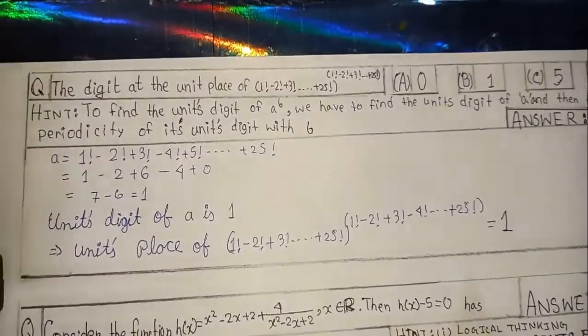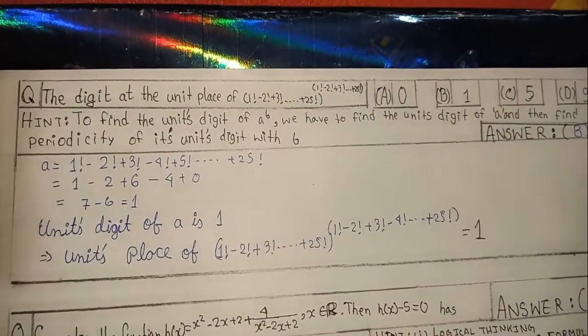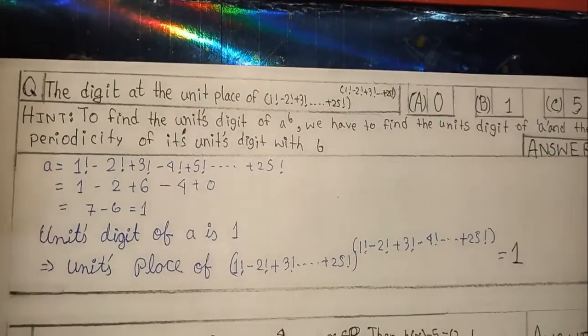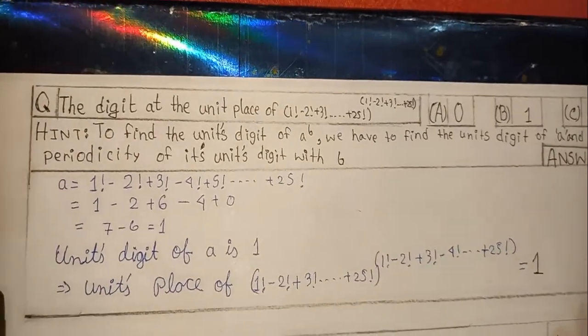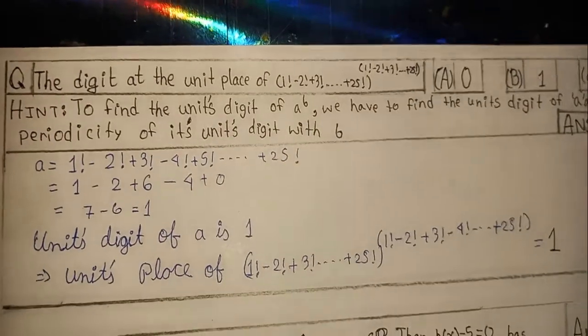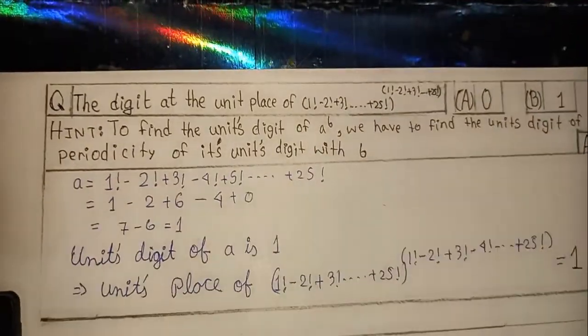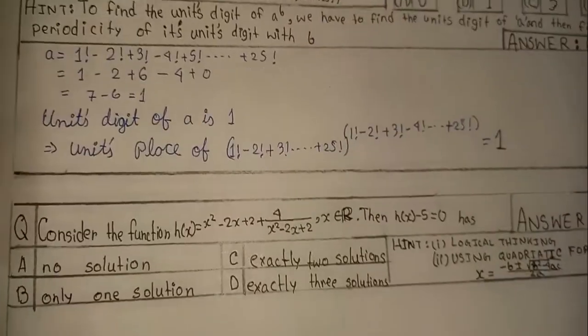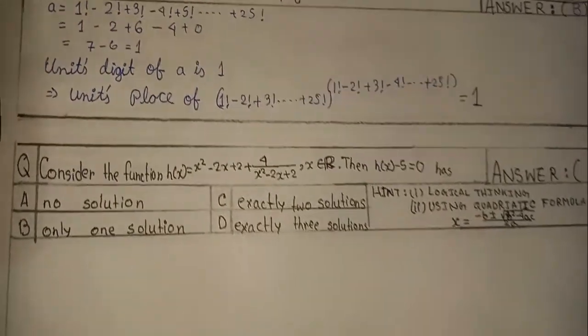So this was the first question. It dealt with a very basic understanding of the factorial concept and also a little bit about the units place of some number and how it is related, and that was the first question. Let's now move on to the second question.